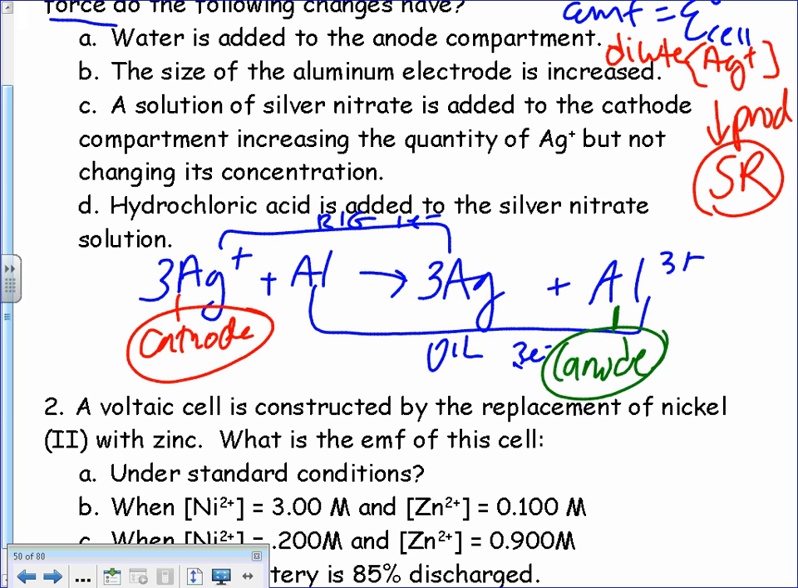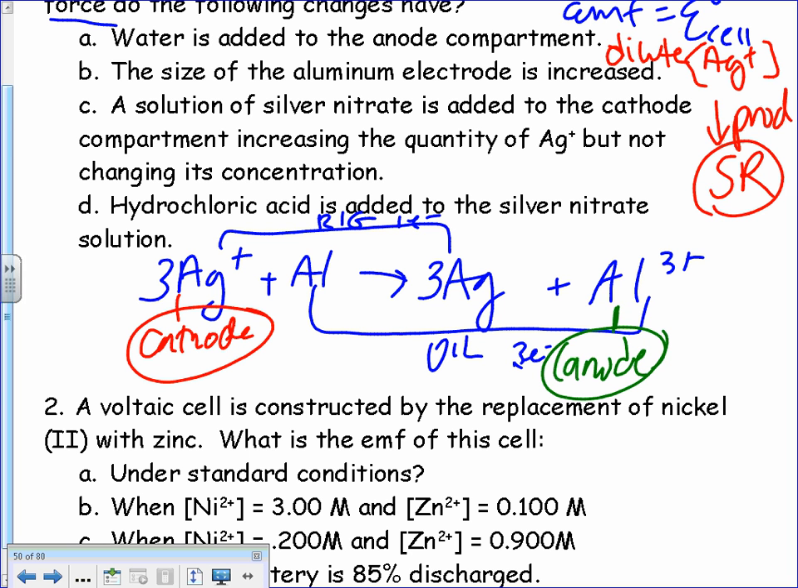And you legitimately could, if I told you concentrations, plug this into the Nernst equation, into Q, and then your initial E cell would just be whatever the difference is at standard for those, and you could find the new E cell. So we would expect the E cell to be bigger than the standard E cell. Yes? This is bigger.